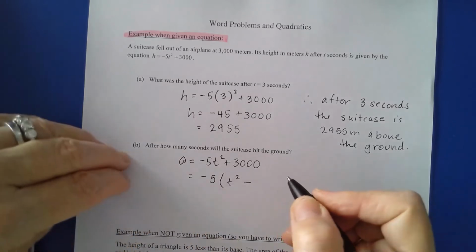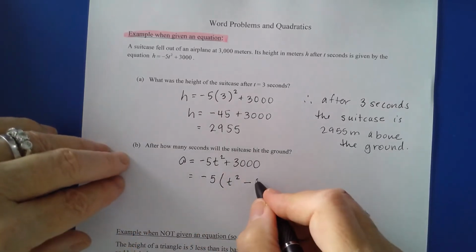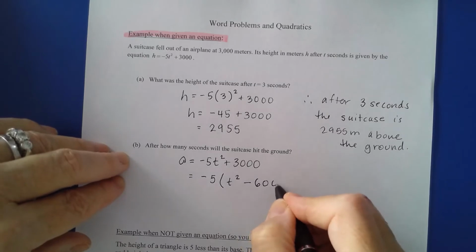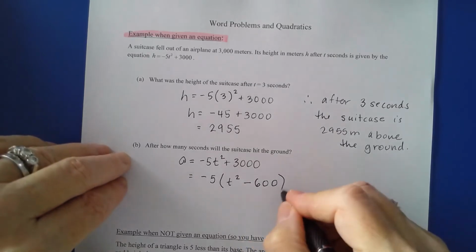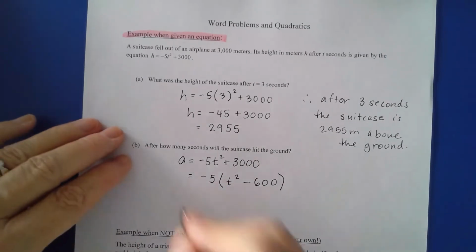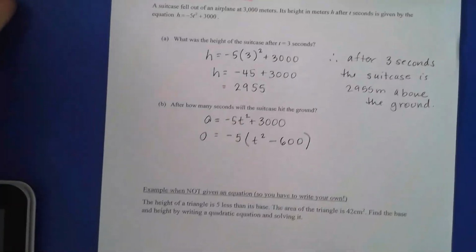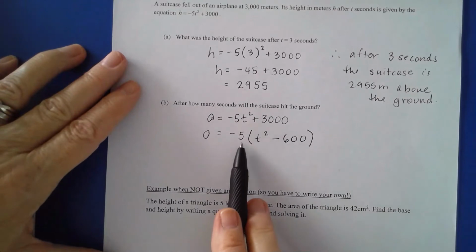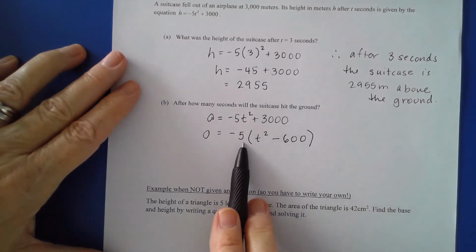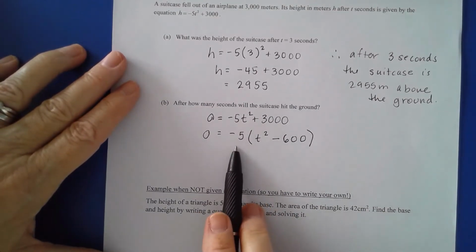When you take 5 out of 3,000, I think you get 600. Is that right? Now, we talked a little bit last week, and I just want to talk about it quickly, about this number out here. And 0 is so magical. That's why we love the zero product property.